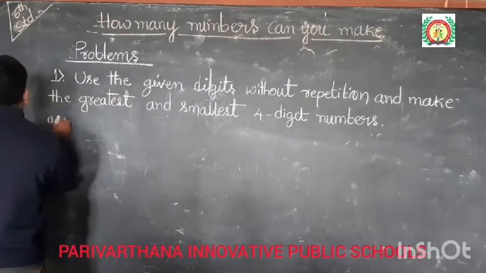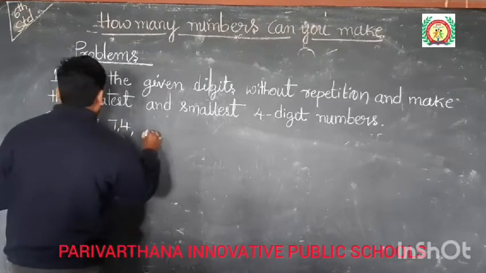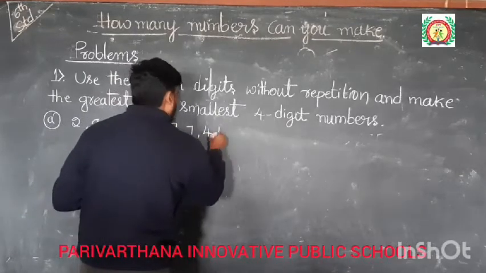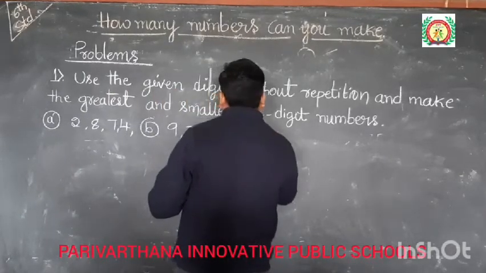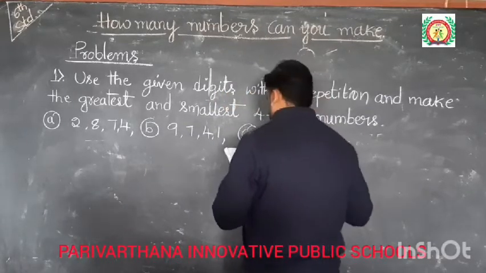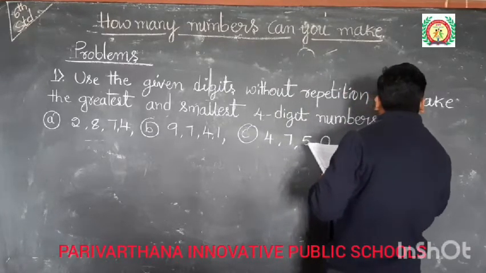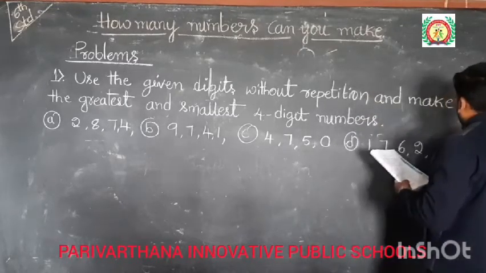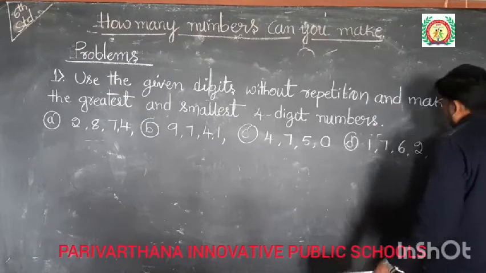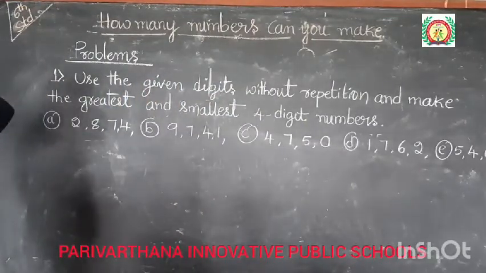Regarding this, the digits given here are: A, 2, 8, 7, 4. B, 9, 7, 4, 1. C, 4, 7, 5, 0. Next, D, 1, 7, 6, 2. Last one, E, 5, 4, 0, 3. Total 5 problems. Clear? Now neatly observe here.